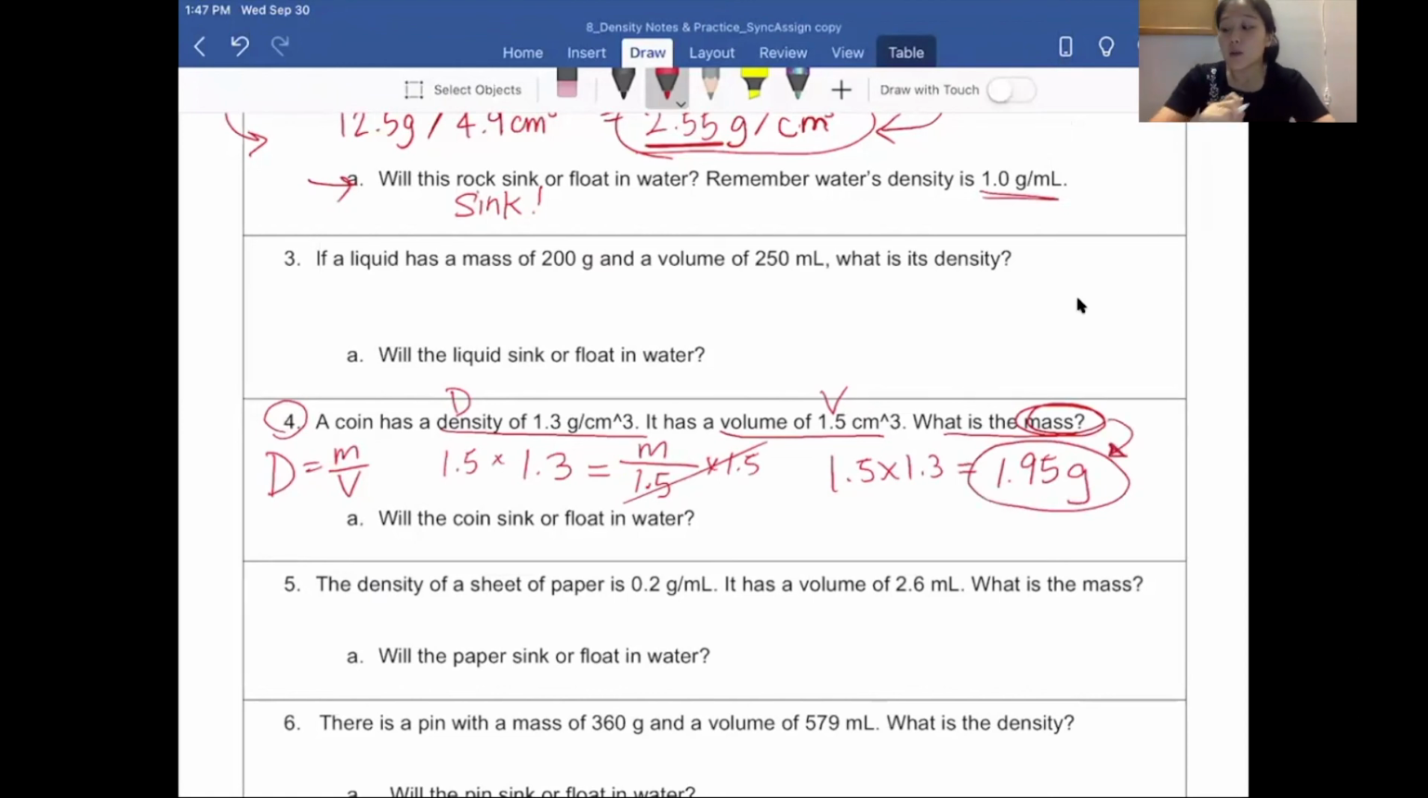Right? So will the coin sink or float in water? I gave you the density already, and the density is greater than 1. So this coin will sink in water.